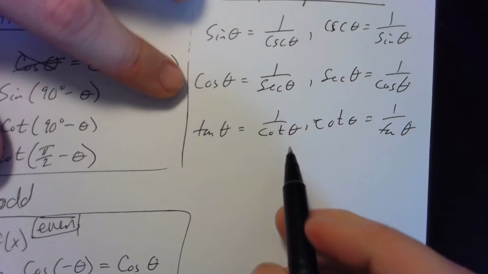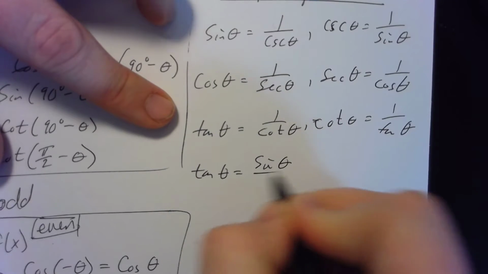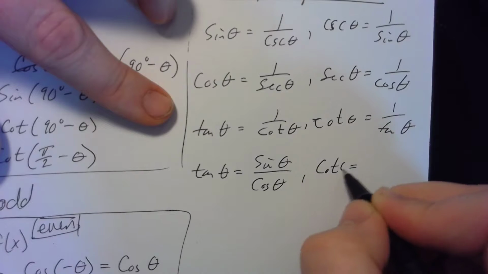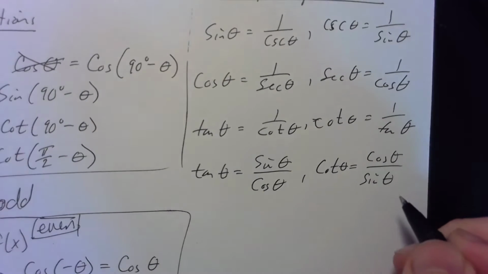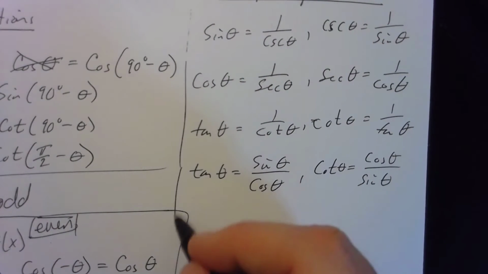Then finally, again, your quotient identities are simply the fact that tangent of theta can be written as sine over cosine, and your cotangent identity can be written as cosine over sine. Again, don't forget, in any of these properties, you must have that theta in there. The last couple pieces that are important are the periods of sine and cosine.